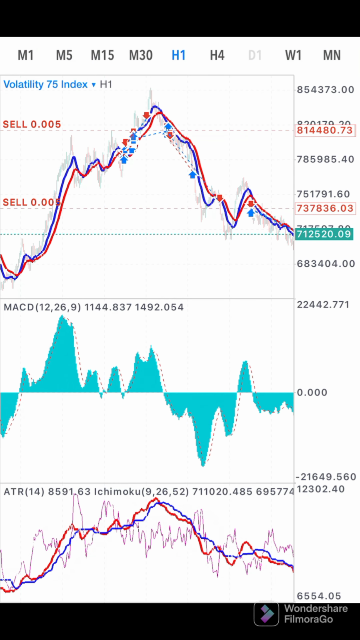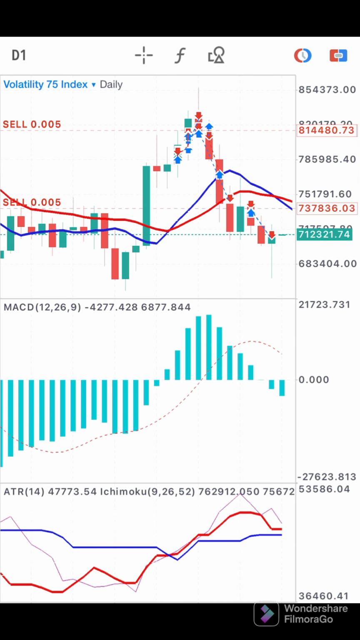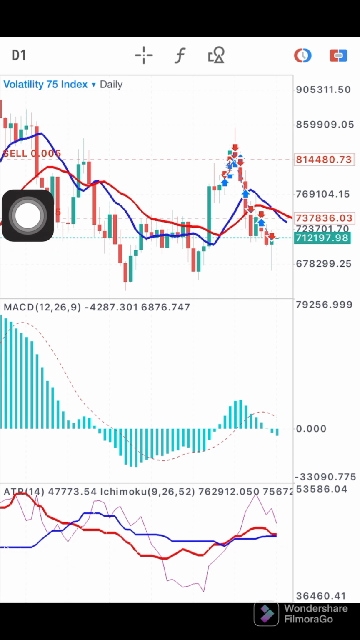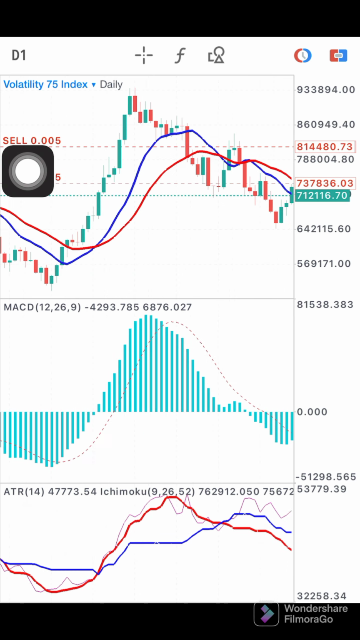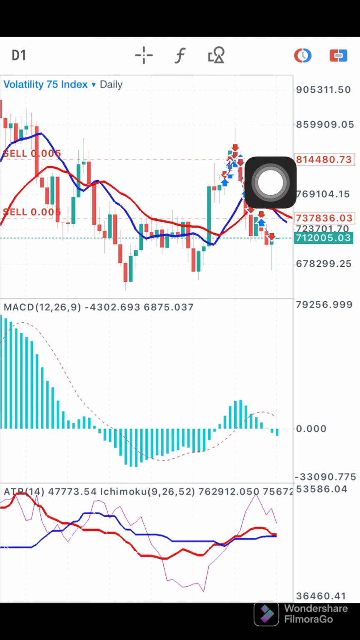So that's how I captured the market for almost 6 to 7 days from where I entered. This is the swing I captured out here.